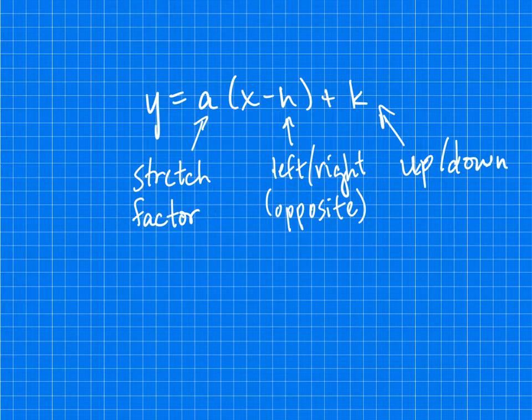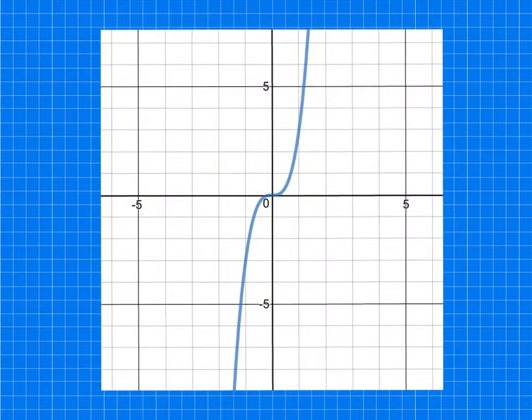How many do you go up or down? If you go down, then your a value is negative. If you go up, it's positive. If you go down 2, then your a value is negative 2. If you go up 3, your a value is 3. So that stretch factor, again, is directly related to what happens when you go to the right 1. So let's look at some examples.